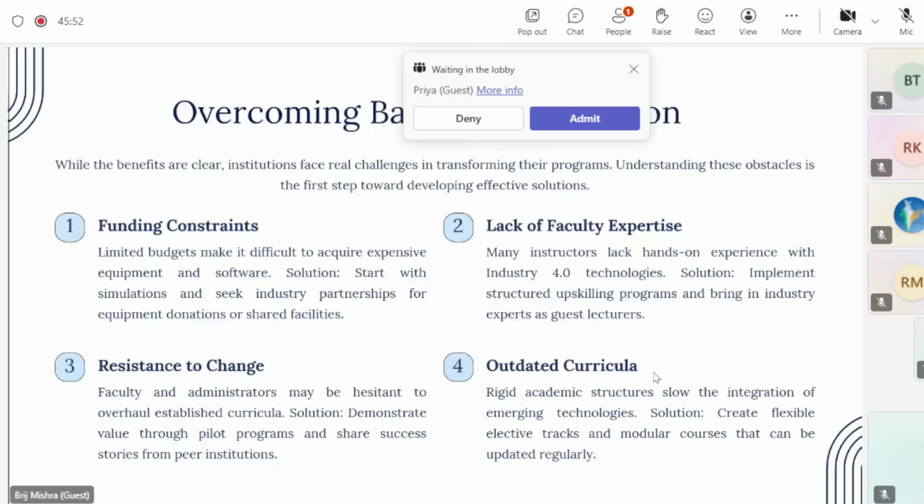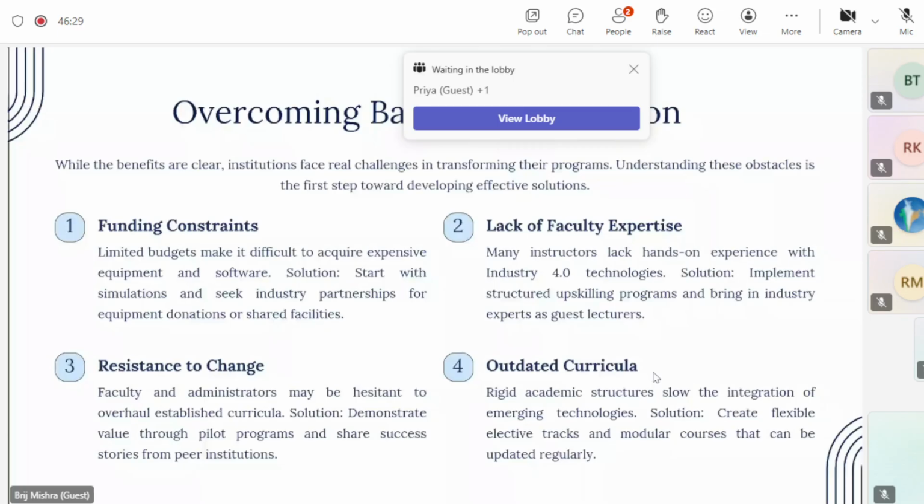Obviously, there may be some resistance to change. So we have to convince the stakeholders that this is going to be a win-win situation for both. Maybe there will be some additional capex, capital expenditure, and some additional workforce required, but in the long run this is going to help enhance the quality of education, and obviously the reputation of the institute also. So you may face some resistance, but obviously you have to come out of this.